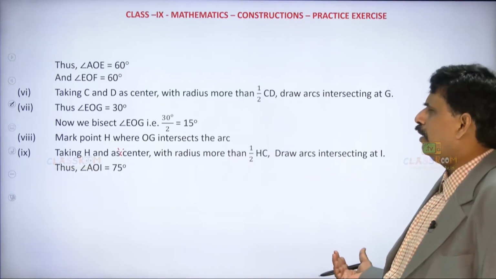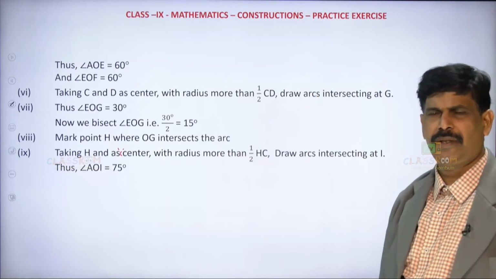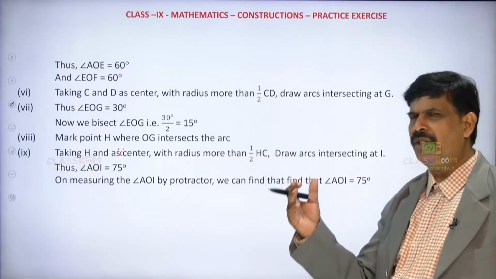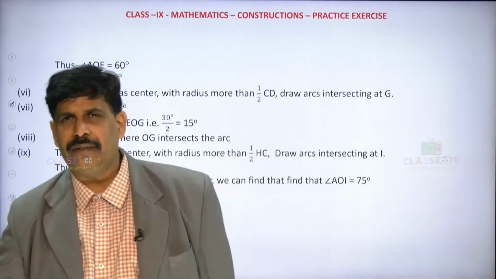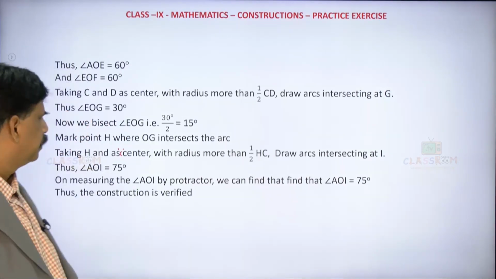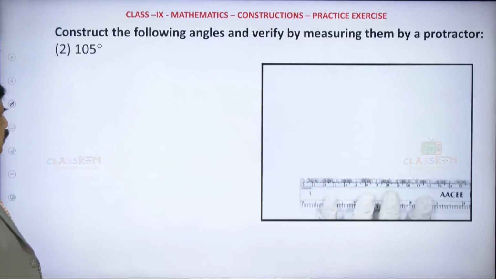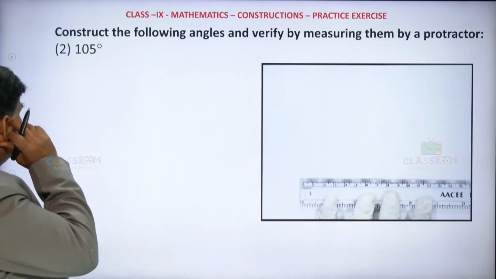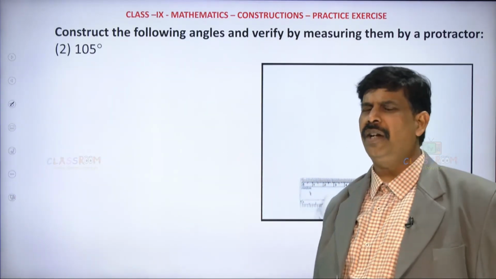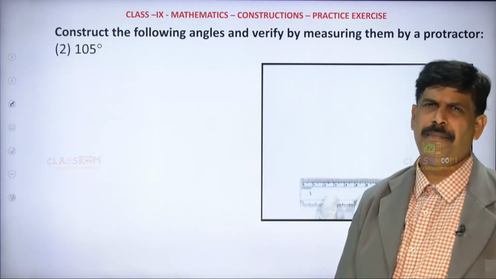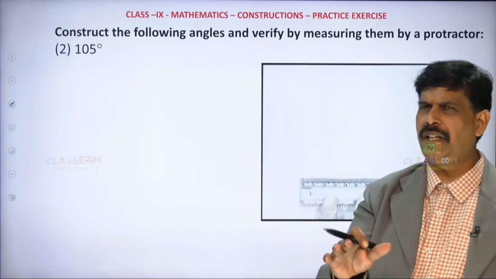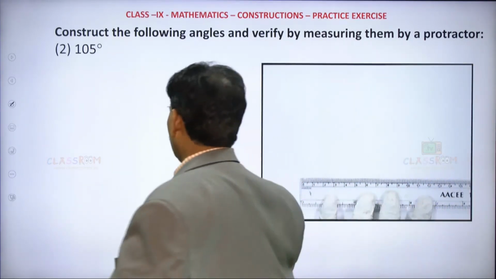Whatever we have done in the construction, we will write in the form of steps. By using a protractor, we measured it and checked angle AOI, and we got 75 degrees. Is it clear, children? See the next one now. Construct 105 degrees. 105 is 60 plus 45. Clear? Or you can say 90 plus 15. Anything is fine. Let us see the construction now.